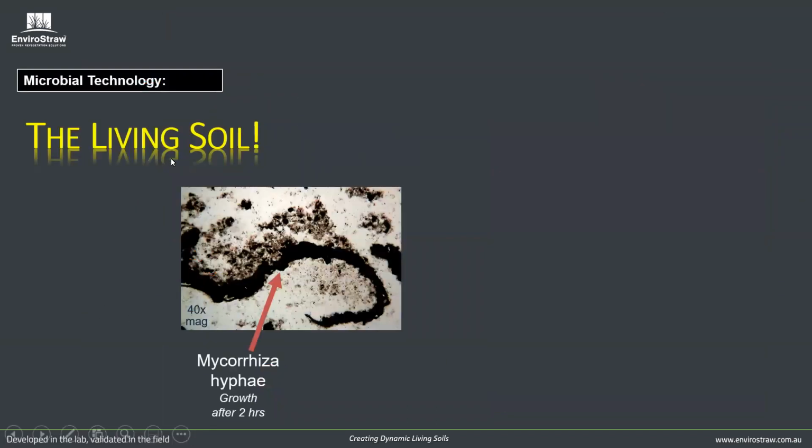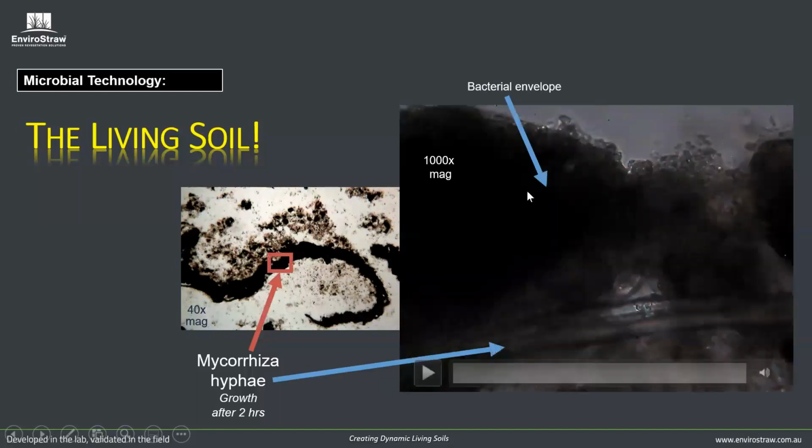Again, through the microscope, we have a root system on the left-hand side and a mycorrhizal fungi growing out. This is after 2 hours, and there's a hyphae, which is like a hose that pulls nutrients and water into the plant. Wrapped around it, we've developed a biological bacterial technology that is, in fact, an envelope that protects that hyphae from movement in the soil, from toxins in the soil, and so on, and creates a non-hostile environment.